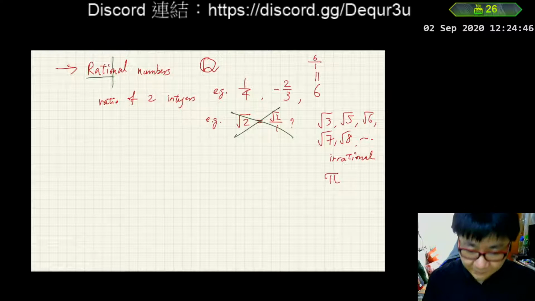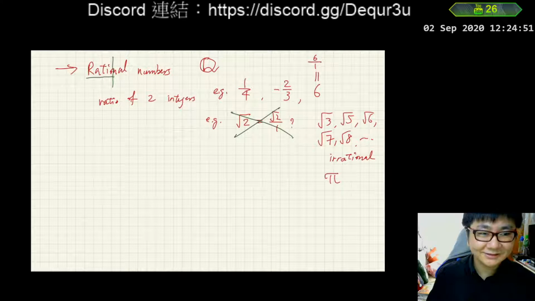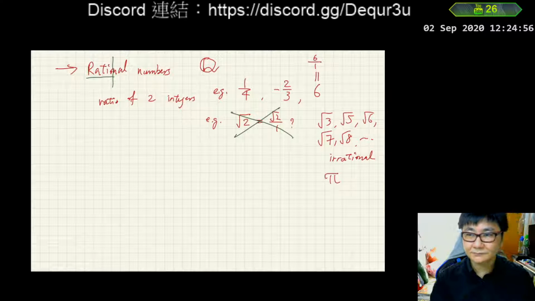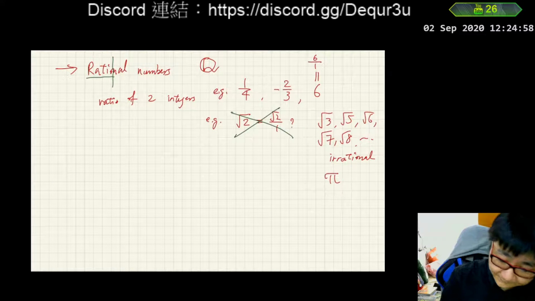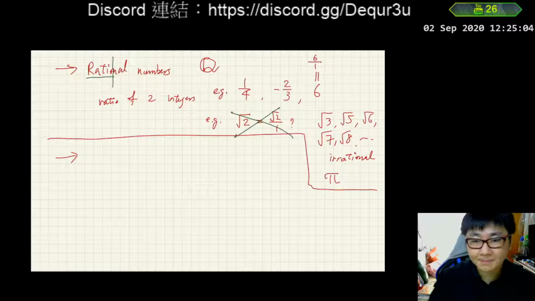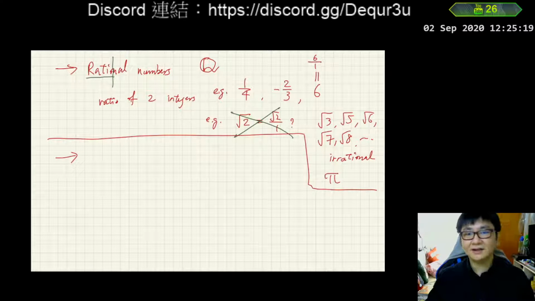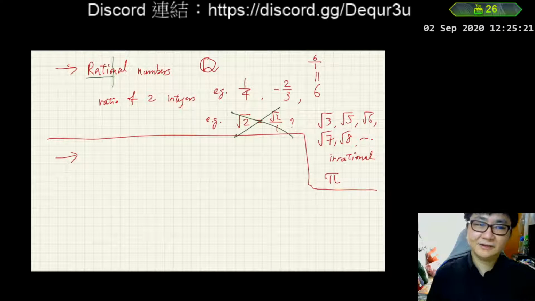So far we have this new set, the rational number set. Is it okay for you all? Is it okay? Feel free to ask if there are any questions. Feel free to ask at any time.